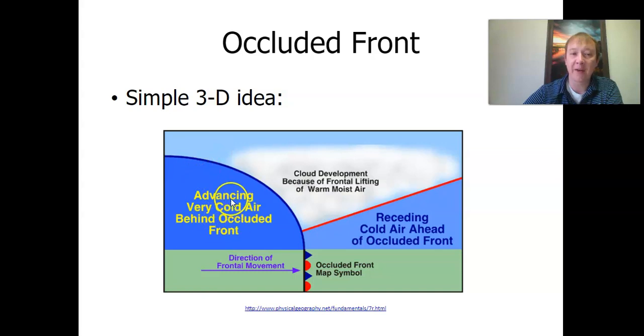So again, looking at this, we have the advancing cold air pushing into a warm air mass, but there's also a cold air mass on the other side. So again, we have all this warm, moist air now that is beginning to cool rapidly. As it cools quickly, we create storms that can dump a lot of rain in a short period of time.